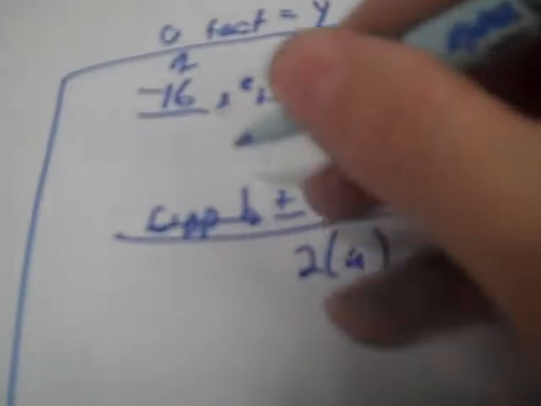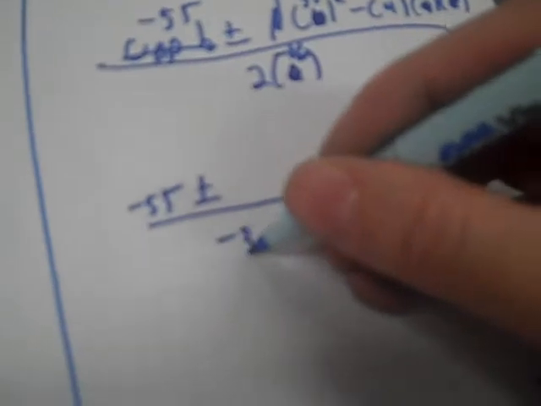So opposite of plus 55 is negative 55. Then you got b. And then 4a is negative 16. And our c is 7. Now bottom you got a. A is negative 16. Two times negative 16 is negative 32. Then I find the square root. So I take 55 squared. So it's 55 times 55.